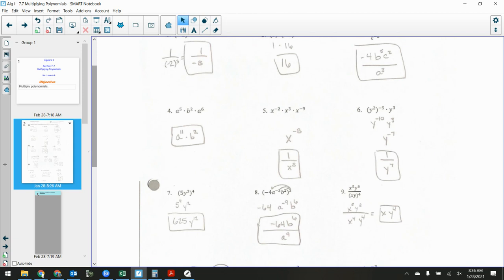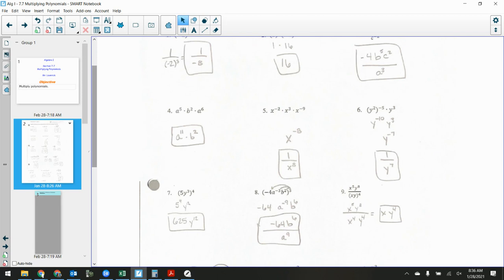Number 6. That one, remember, power to power. Whenever I've got an exponent on an exponent, you multiply those things together. So it should be y to the -10th times y to the 3rd, which eventually turns into y to the -7th. Look at your papers. Did you leave y to the -7th? Turn it into 1 over y to the +7th.